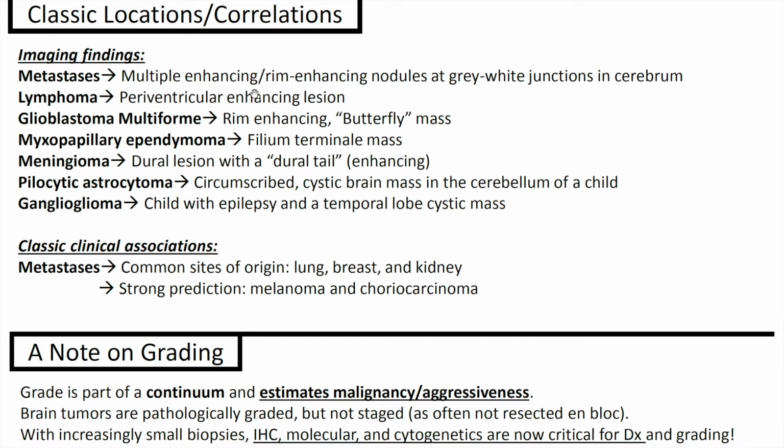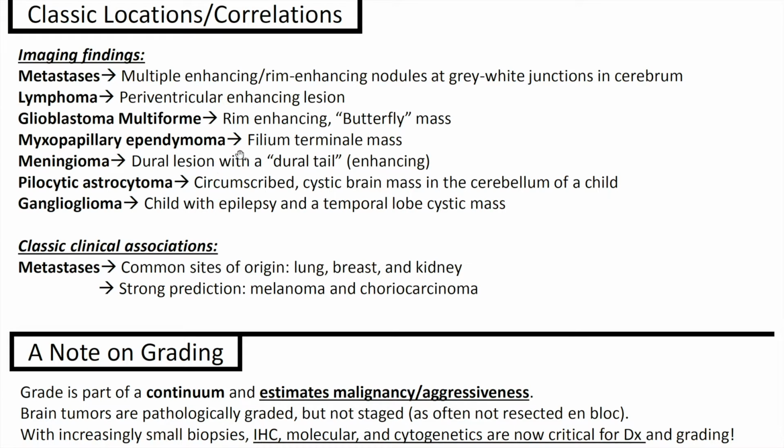So some classic locations and correlations to be aware of. Common findings on imaging for metastases are going to be, like we said before, multiple lesions, so multiple enhancing or rim enhancing nodules, commonly at the gray-white junction in the cerebrum. For a lymphoma, you're going to see periventricular enhancing lesions. For a GBM, or glioblastoma multiforme, we're going to have a rim enhancing butterfly mass. Myxopapillary ependymoma is a filum terminale mass.